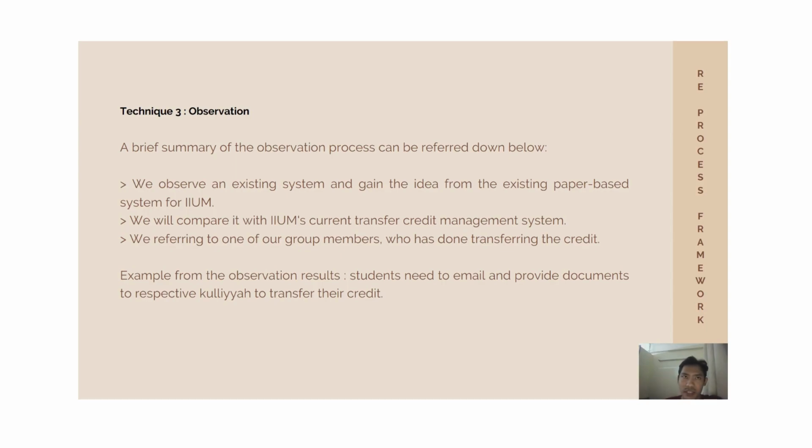For observation, we usually examine or analyze the existing paper-based system for IIUM, like existing documents, such as the application forms UG 11 and UG 13 for the application of transfer credit for the local IIUM student or from other universities. The second one, we compare it with the current transfer credit management system to make improvements in the future. And lastly, we refer to one of our group members, one of our stakeholders, who has experience in transferring the credit system.